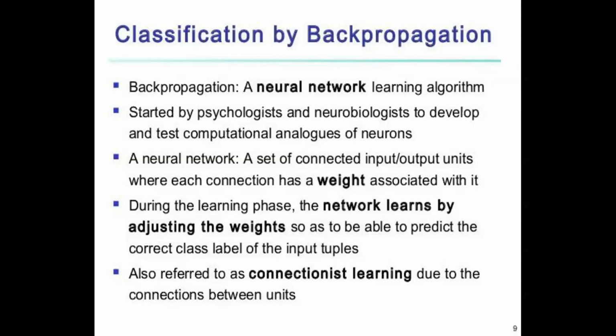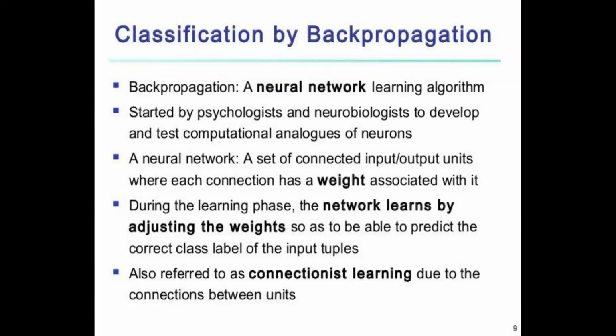What are the advantages of neural networks? Here they include a high tolerance of noisy data as well as the ability to classify patterns on which they have not been trained. Neural networks can be used when you have little knowledge of the relationship between the attributes and classes. They are well suited for continuous-valued inputs and outputs, unlike most decision tree algorithms.